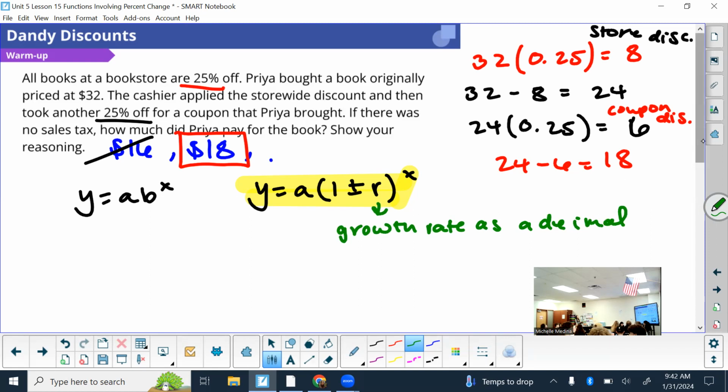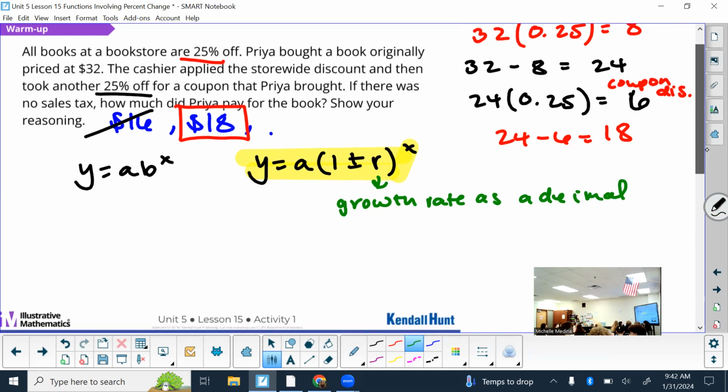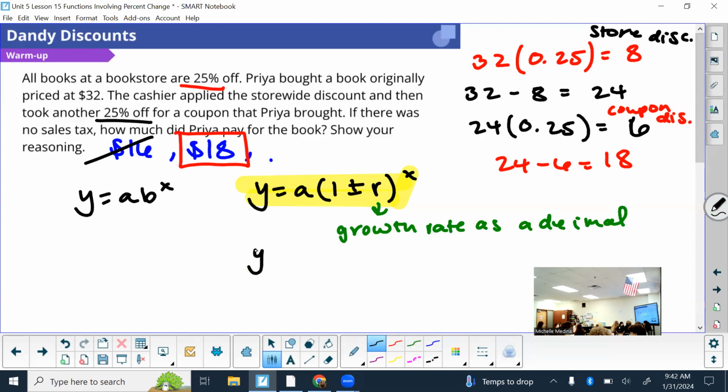So in this one, what was our original amount? Table 1, what was our original amount? 32. So a is still for initial amount. Would the discounts be adding or taking away from the price? So I would do the 1 minus, so it should be decreasing. And what was the rate as a decimal?